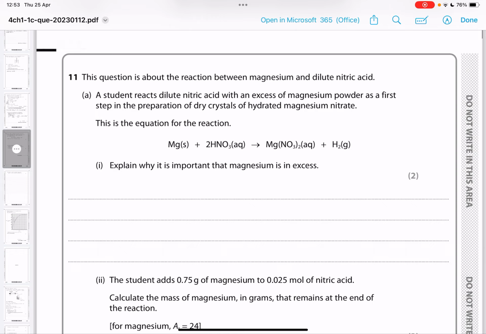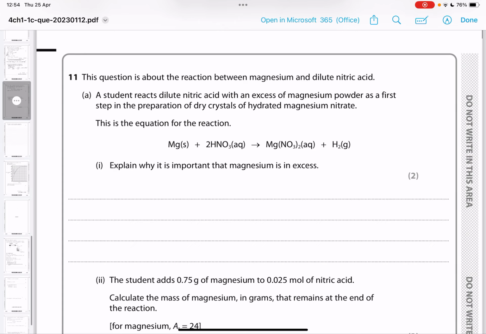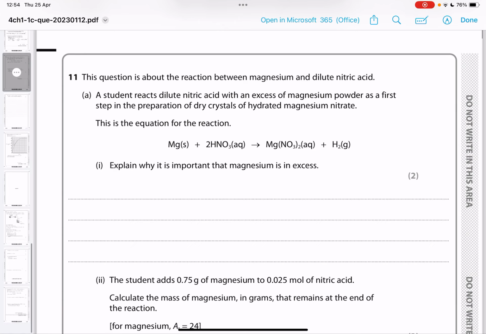This question is about the reaction between magnesium and dilute nitric acid. The student reacts dilute nitric acid with an excess of magnesium powder as a first step in the preparation of dry crystals of hydrated magnesium nitrate. This is the equation for the reaction. Explain why it's important that magnesium is in excess. Okay.